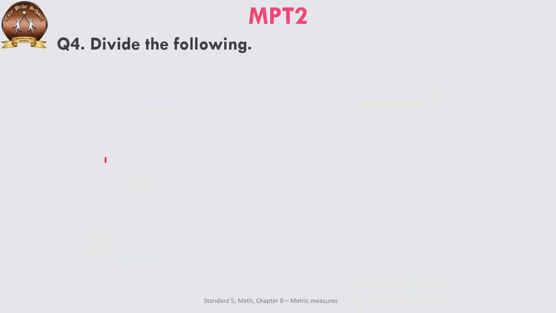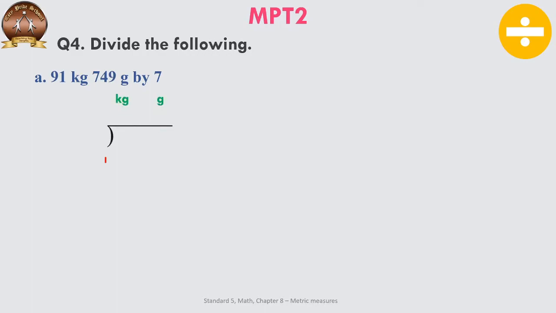Let us see the fourth operation, that is division. Now divide the following. Under this, the question is 91 kg, 749 grams. You have to divide it into 7 parts. So division by 7 means you have to divide this particular kg and grams into 7 equal parts. How are we going to do the division? It's the same thing as simple division, but here above the division symbol we have to write kilogram and gram.